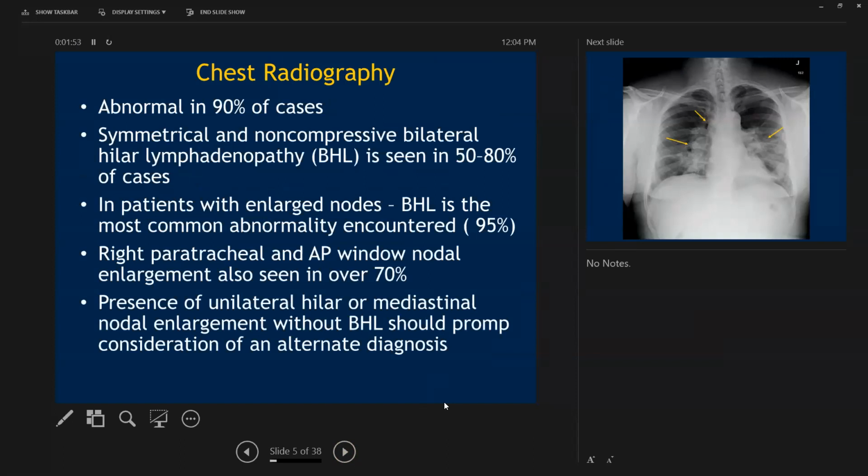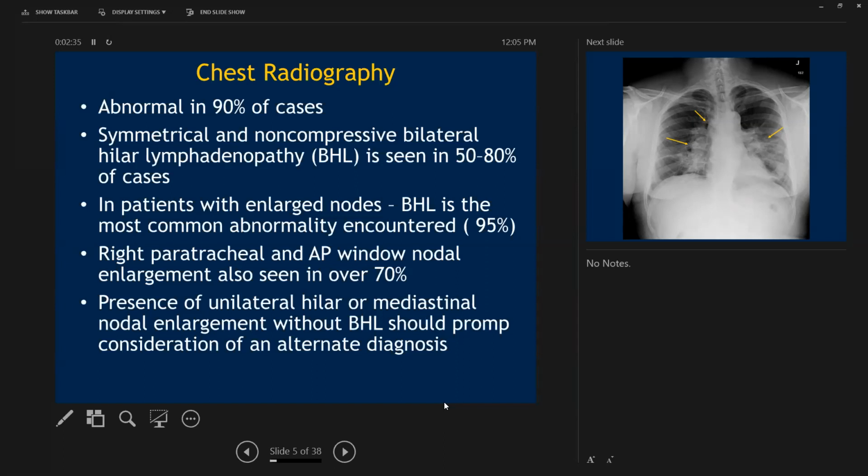So the modalities that we primarily utilize are chest radiography and CT. Chest radiography is abnormal in about 90% of the cases. The commonest abnormality we see is bilateral non-compressive hilar lymphadenopathy, seen in between 50 to 80% of the cases. You might see the abbreviation BHL on some of my slides; that just represents bilateral hilar lymphadenopathy. In patients with sarcoidosis who have enlarged lymph nodes, BHL is the most common pattern that we see. It's seen in almost 95% of the cases.